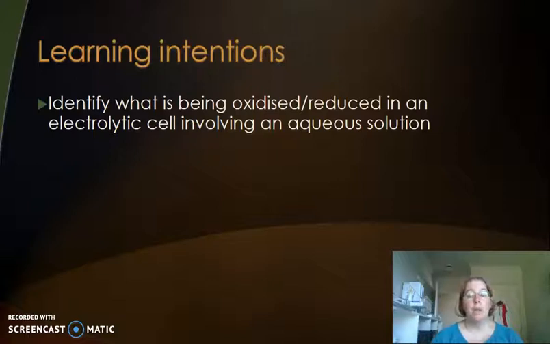This is going to be the penultimate video in our series on redox chemistry, and today we're going to look at how we can identify what's being oxidized and what's being reduced when we have an electrolytic reaction occurring in an aqueous solution. I alluded to this in class the other day, and I would like to get into a little bit more detail about it.